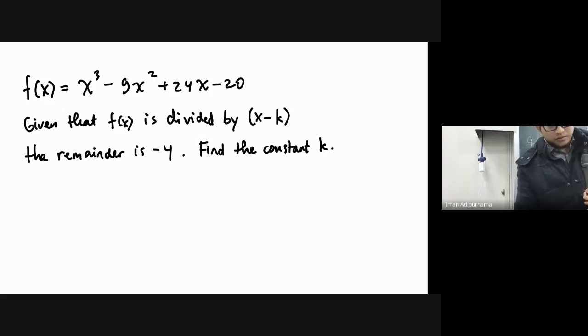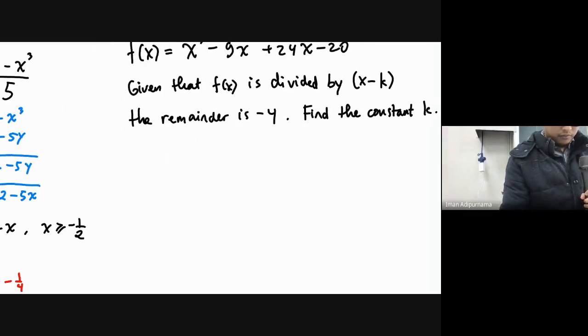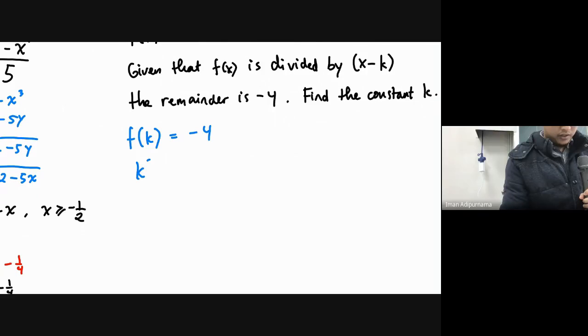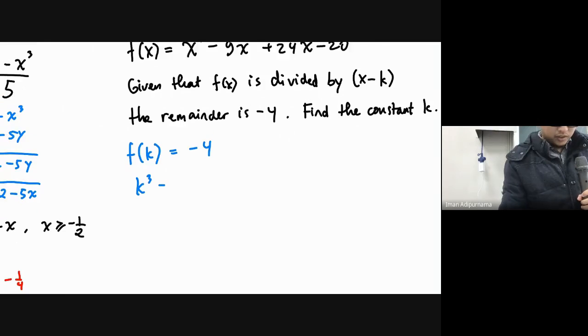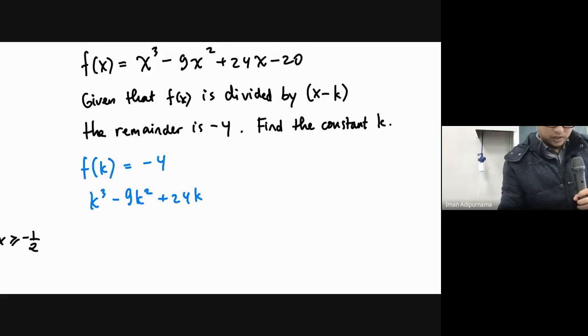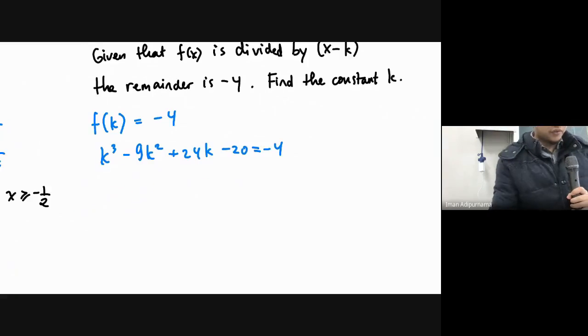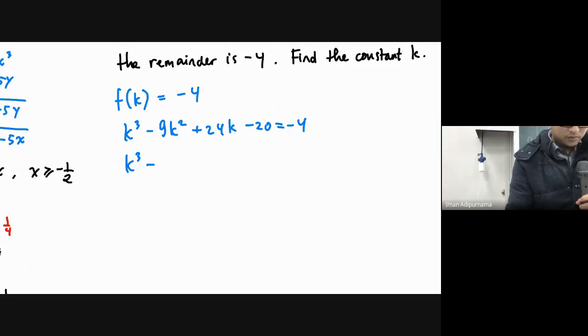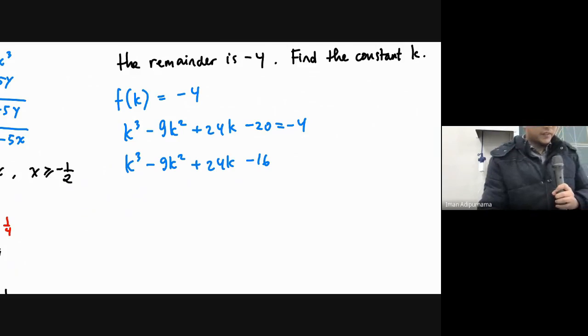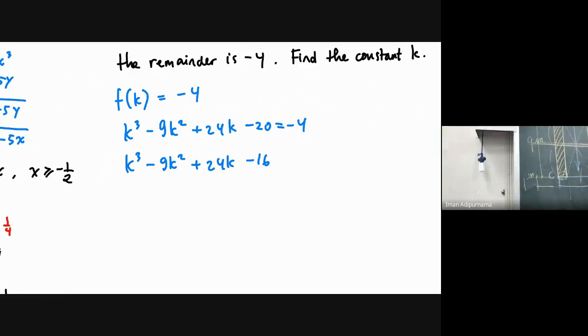So you plug in k, and it should be negative 4. So k cubed minus 9k squared plus 24k minus 20 is negative 4. And you can solve now for k. Now we have this, and basically we need to solve this cubic.